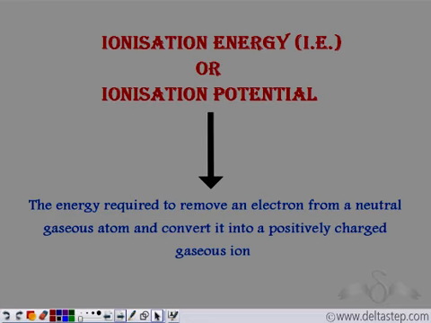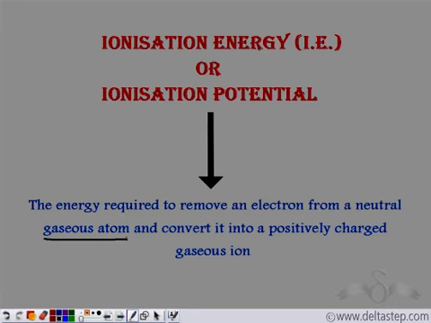One such important property that is related to the elements is their ionization energy, which can be abbreviated as IE. It's also known as ionization potential. Ionization energy is the energy required to remove an electron. The electrons move around the nucleus of an atom, so to remove an electron requires some energy. This energy is given to the atom to remove an electron from a neutral gaseous atom.